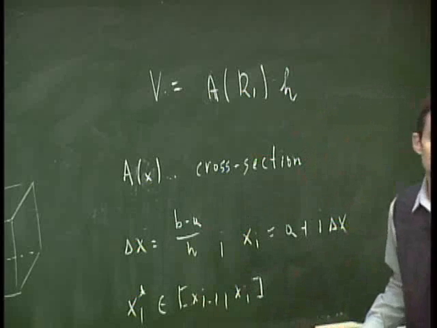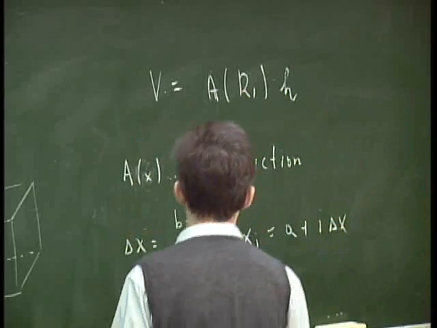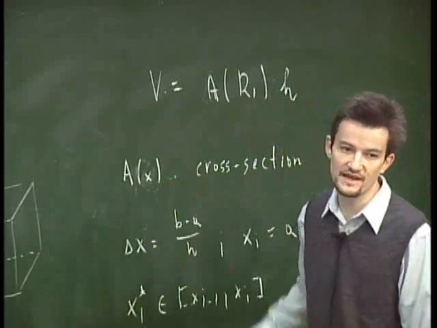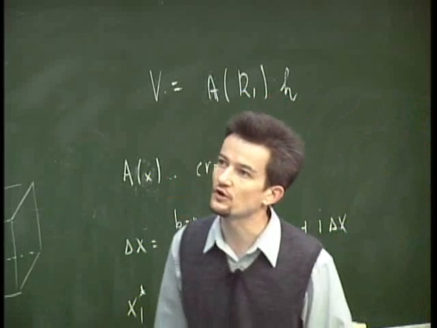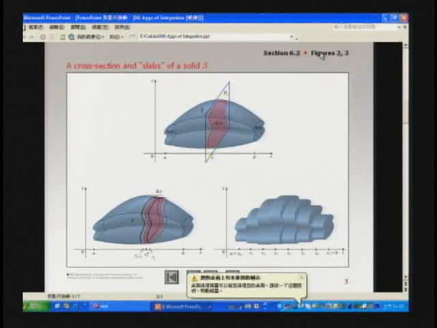Now what you have to understand beforehand is this function A of x, the cross sections. This is a function of x. It gives you, for the point x, the area of the piece you slice out if you slice the solid. So this you have to understand beforehand, but this is an area problem. Area problems we have already discussed, so we can compute quite a lot of areas.